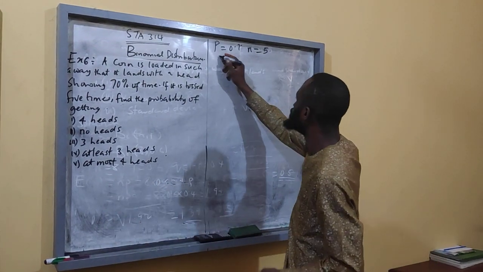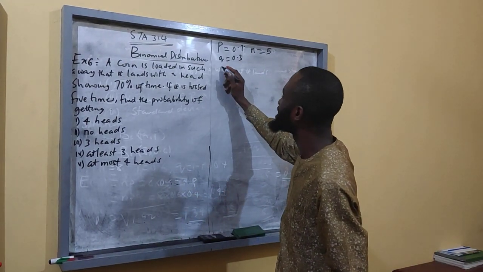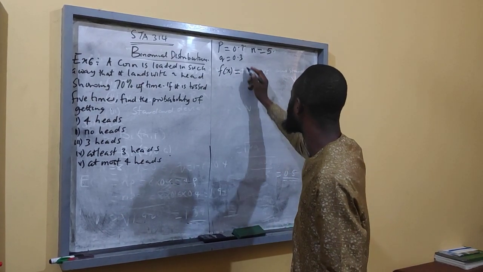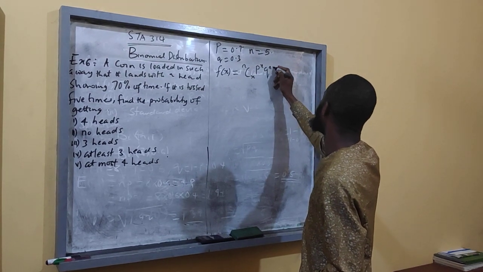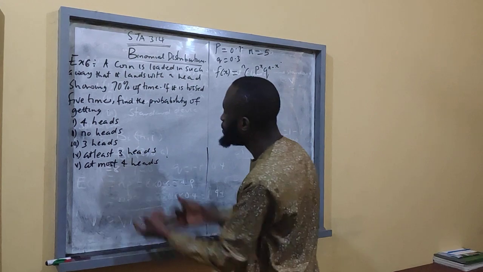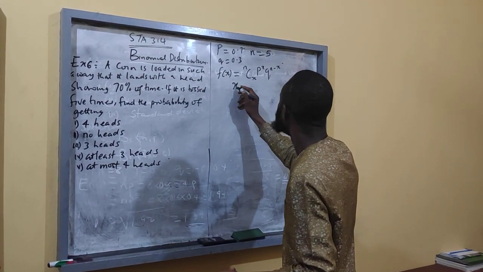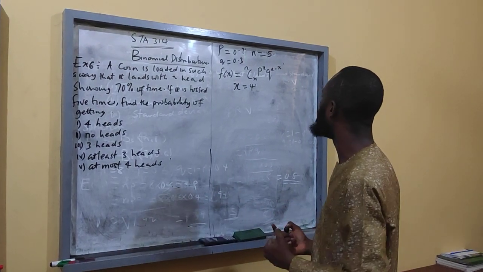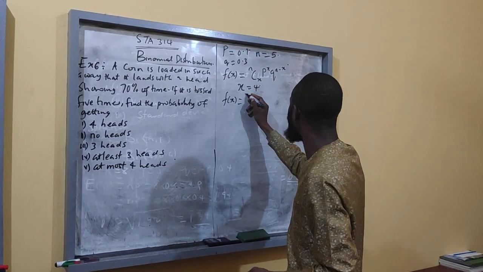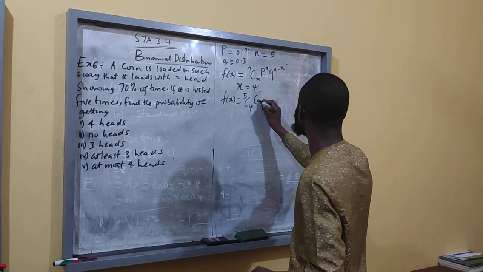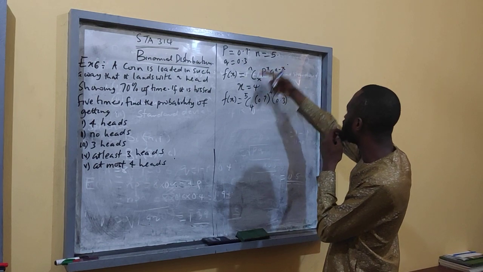Now, before that, we need to get q. Our q is 1 minus p, which is 0.3. Then, from the probability density function, PDF of binomial, which is defined as n combination x, p raised to power x, q raised to power n minus x. Now, our x is the number of our outcome. The first outcome is 4 edges. It means my x there is equal to 4. That is the first outcome, Roman figure 1. Let's now do that. What is the probability of getting 4 edges? Then we have f of x will just be n, the trial, is 5. 5 combination 4, p, which is 0.7, raised to power 4, times 0.3, which is our q, raised to power 5 minus 4, which is 1.